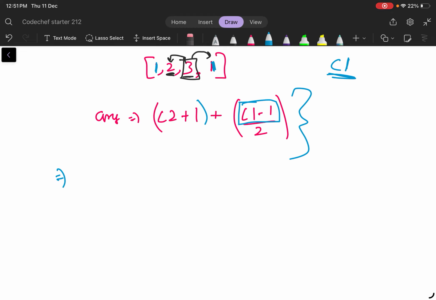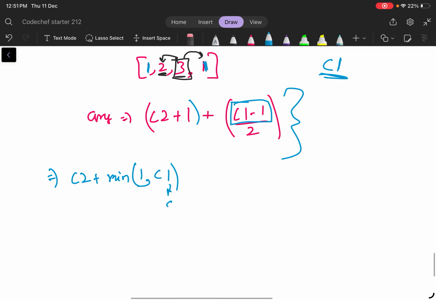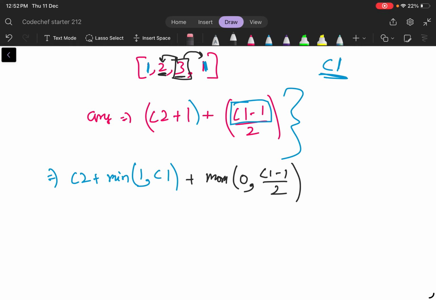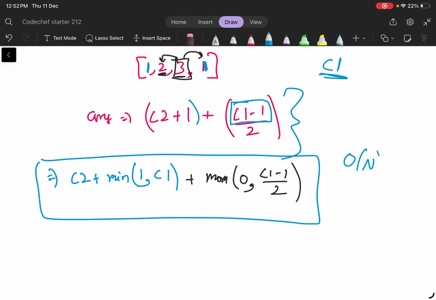So the direct formula you could use is C2 plus minimum of 1 comma C1. This means that if the value of C1 is 0, do not use that in our answer, and plus maximum of 0 comma (C1 minus 1) by 2. Okay, so this means that if (C1 minus 1) by 2 is negative, if we have no numbers left, we'll be picking 0, right? So this formula will directly work, and using this approach, you'll be able to solve this problem in big O of n time, right?